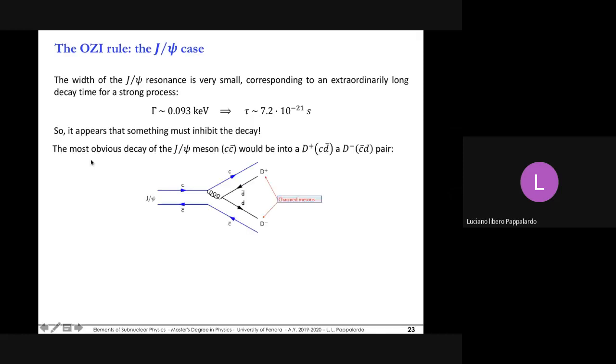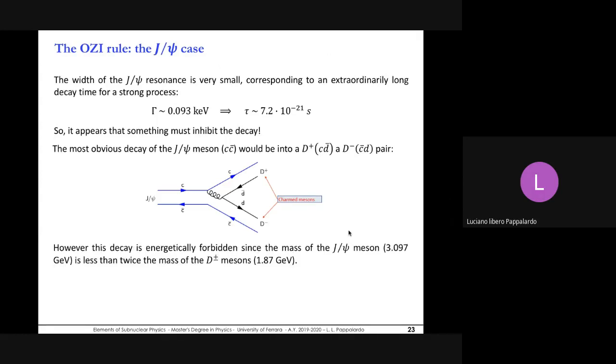What is the problem here? The most obvious decay for the J/psi, which is a c cbar meson, would clearly be into a D plus D minus pair, as depicted in this diagram. This would be the easiest way to decay. However, as we have seen, this is energetically impossible. It is energetically forbidden because the mass of the J/psi, which is 3.1 GeV, is less than the sum of the masses of the two final state D mesons. You need something around 4 GeV at least. So this decay is energetically forbidden. It cannot happen.